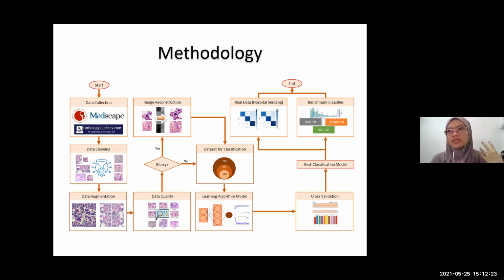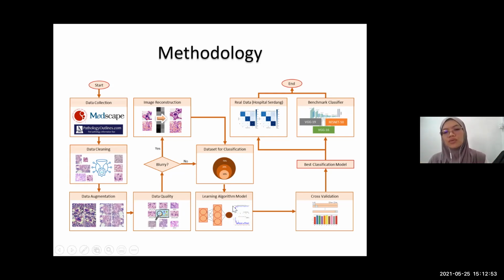We have several examples of poor output for augmentation, which I will show later, and one of them is blur. For the blur images, we will apply image reconstruction. After we apply image reconstruction, we have a complete data set that is ready for the learning algorithm model, so we can proceed to training the model.